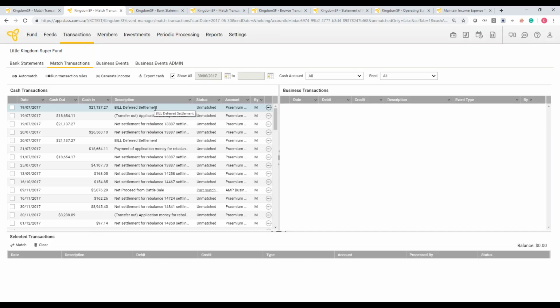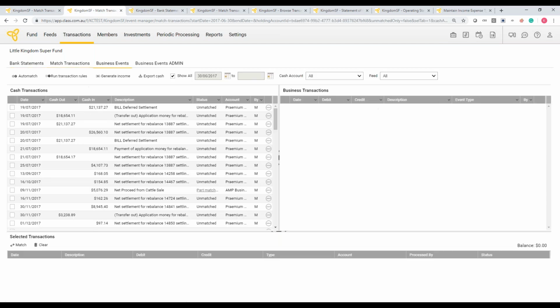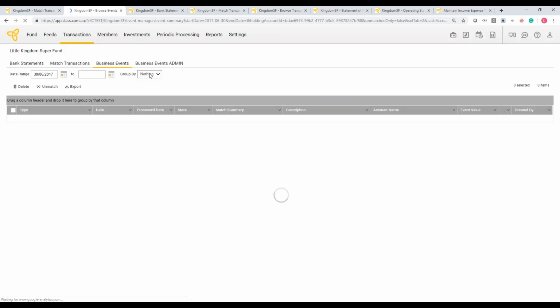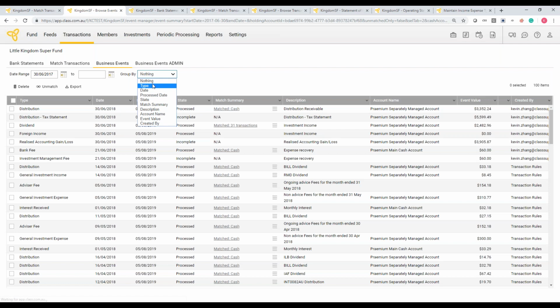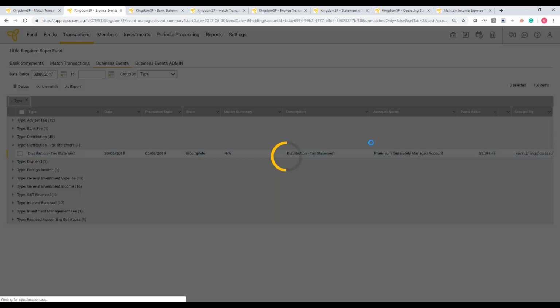Now, the next part in relation to distribution is obviously the tax statements. I'll quickly show you how I do a tax statement in this example. Again, you go to business events. I already processed one, so click type. Here's the tax statement. It's obviously incomplete.